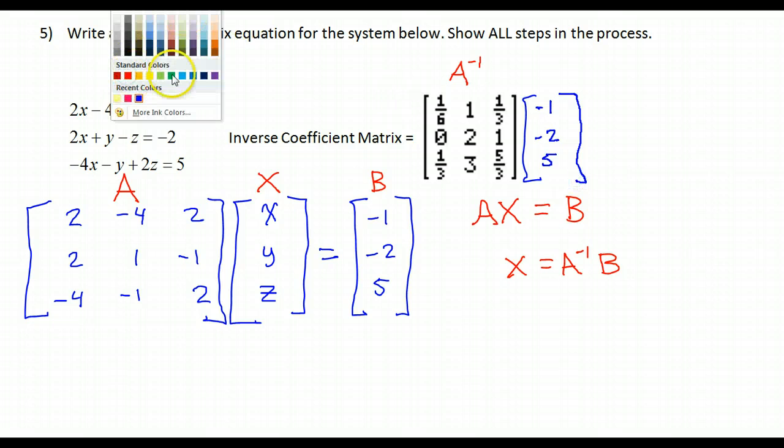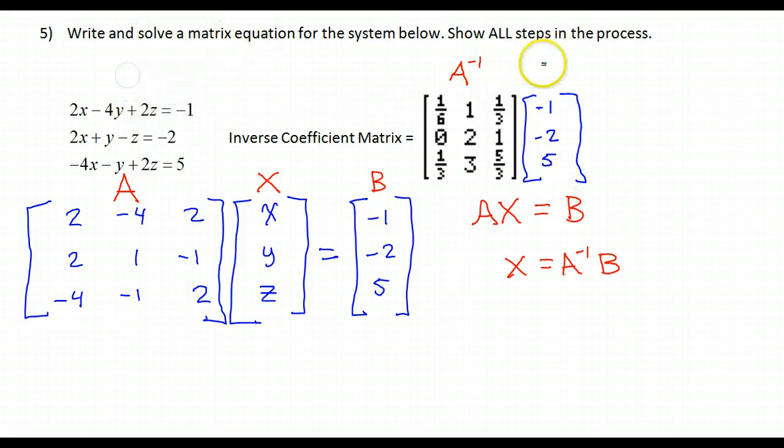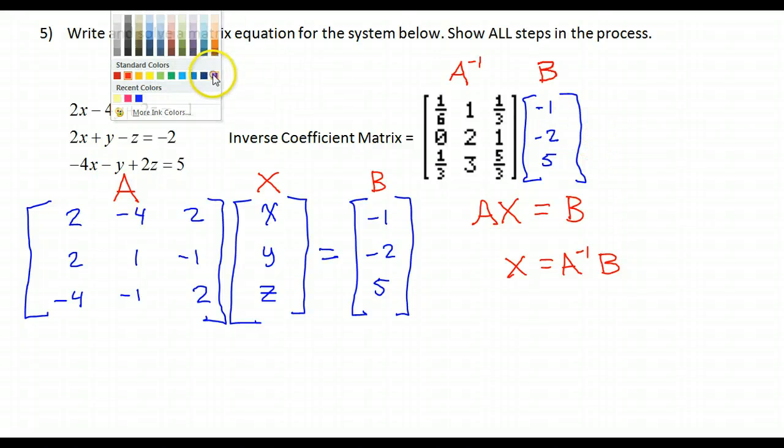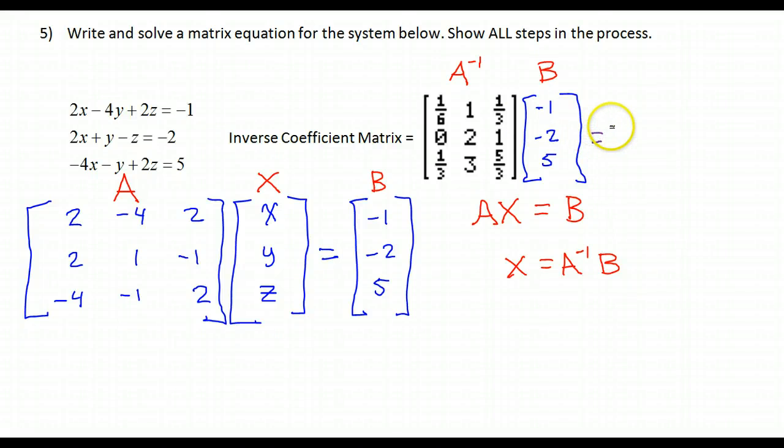Okay, you should label that 2. Because this is A inverse times B. All right, and this should equal x. So that's why. All right, so this should equal x. And let's go ahead and set that up.